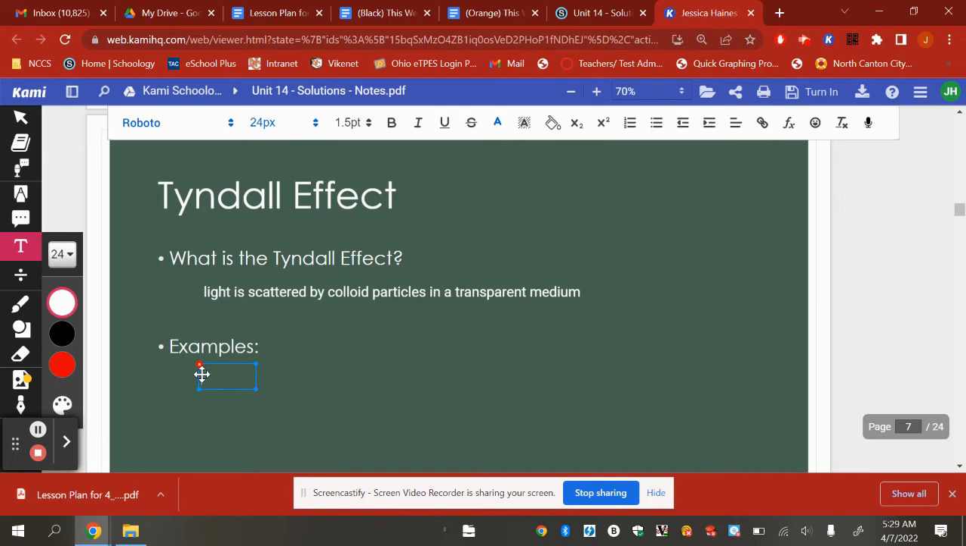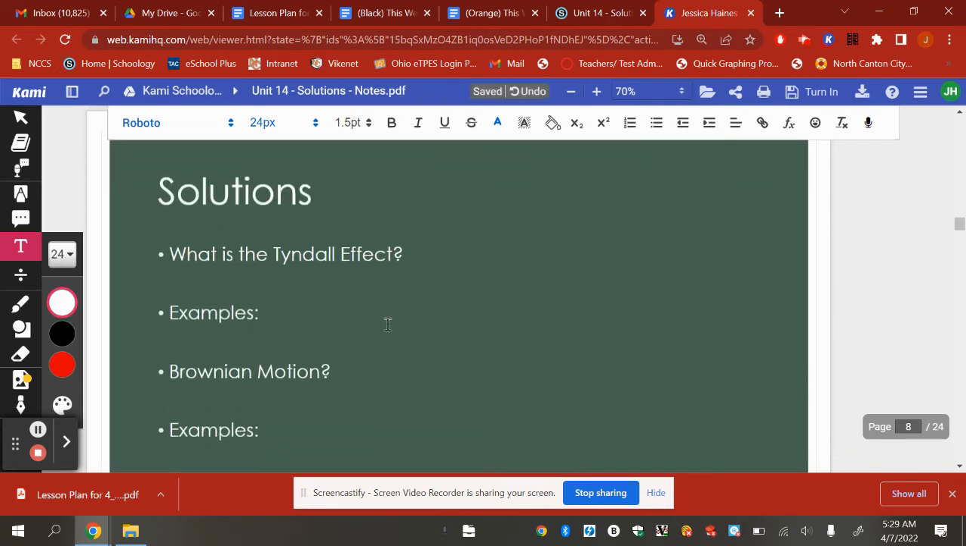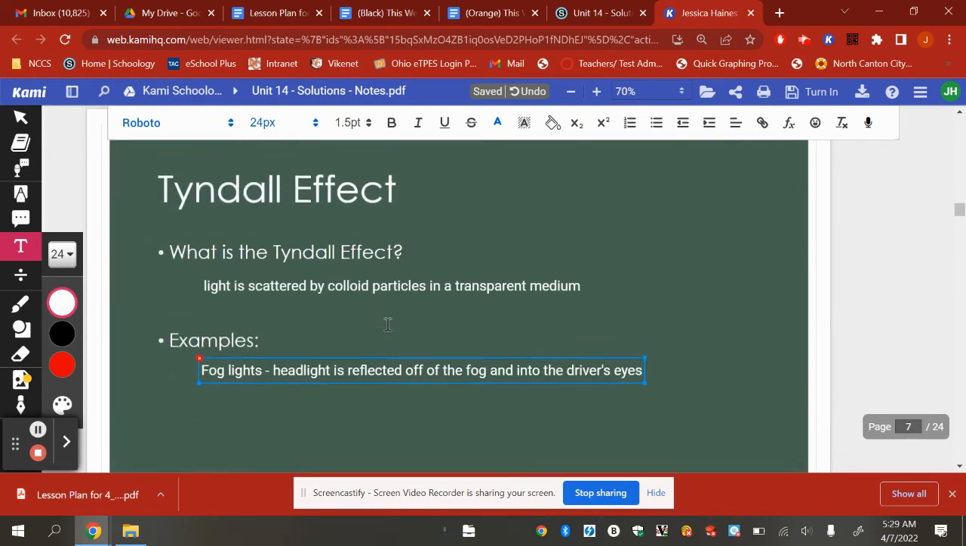I'm going to put fog lights, and hopefully you can remember what we just talked about. Fog lights. Headlight is reflected off of the fog and into the driver's eyes. So fog lights set lower so they don't reflect up into your eyes. Okay.